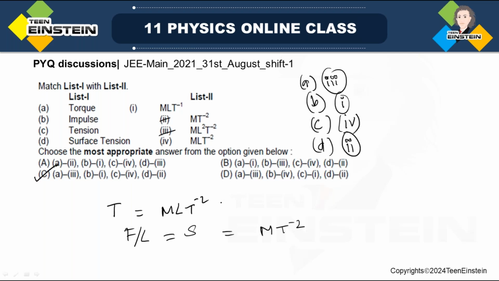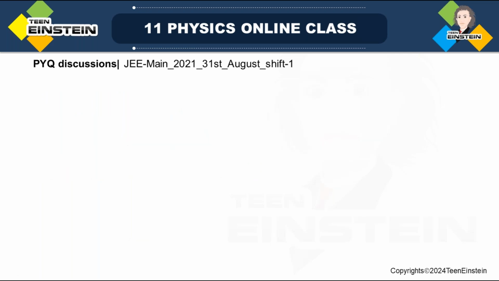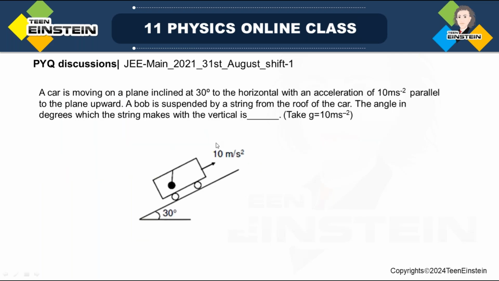All right, so let us go to the next problem. This is a very important problem we have to solve here. A car is moving on a plane incline at 30° to the horizontal with an acceleration of 10 meter per second square.